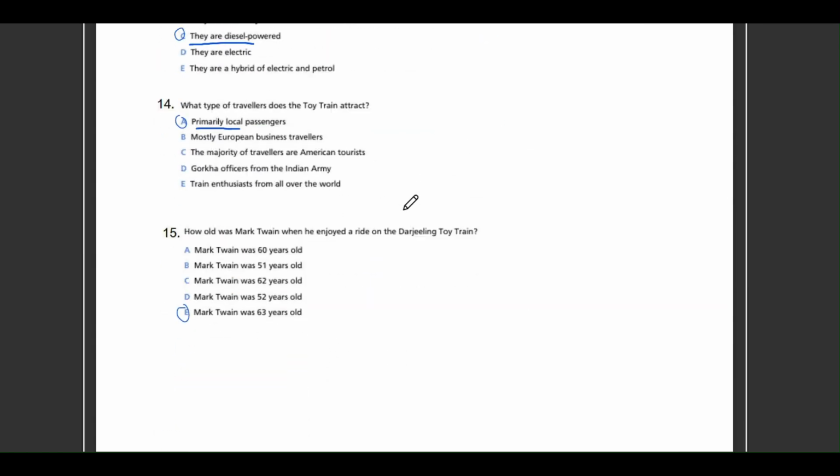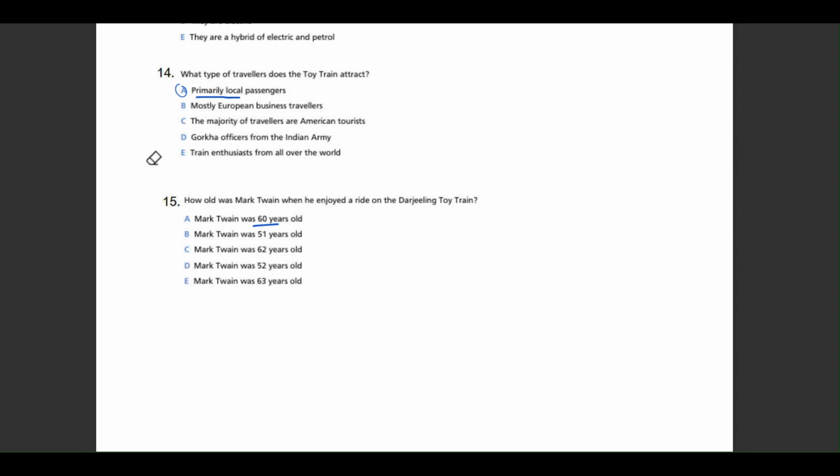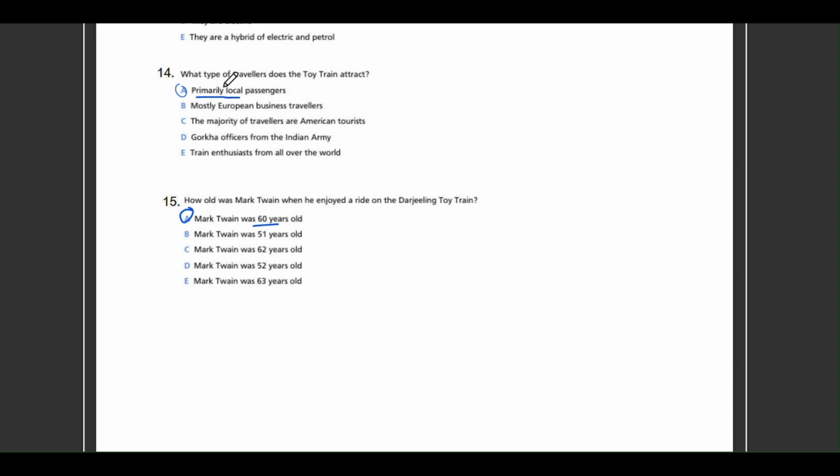Question 15. How old was Mark Twain when he enjoyed a ride on the Darjeeling toy train? Was he A, 60 years old, B, 61 years old, C, 62 years old, D, 62 years old, or E, 63 years old? The correct answer is A. Mark Twain was 60 years old. Mark Twain was born on November 30th, 1835. He rode the train in October 1896. That means he was 60 years old because he hadn't had his birthday yet that year.